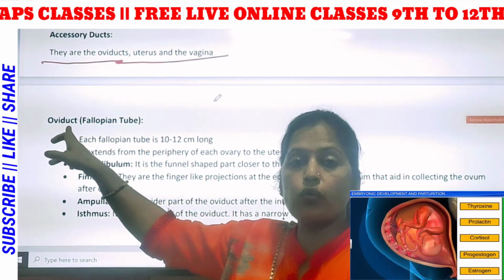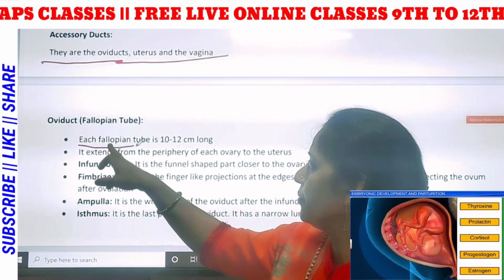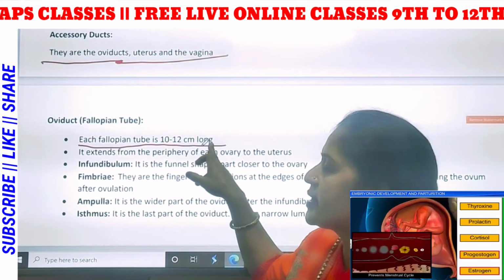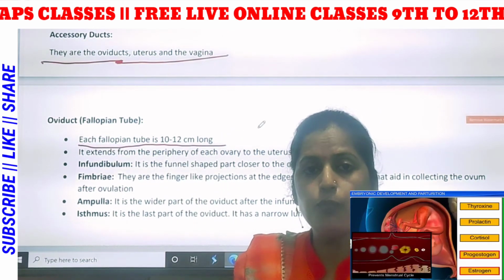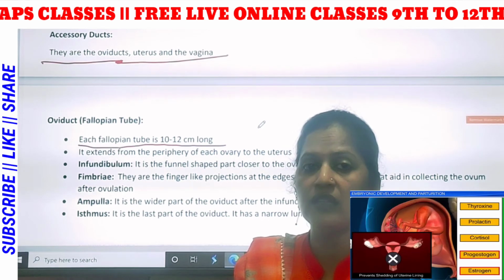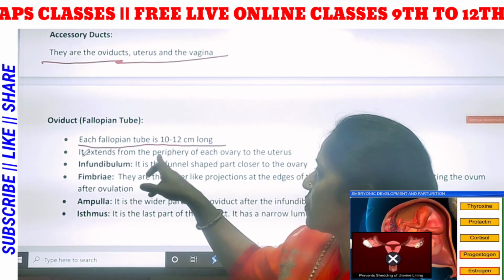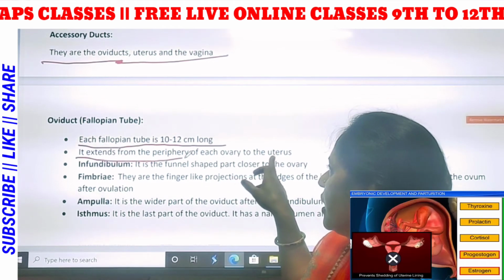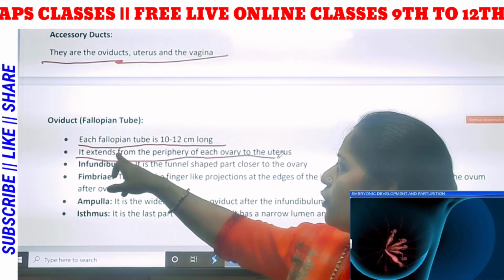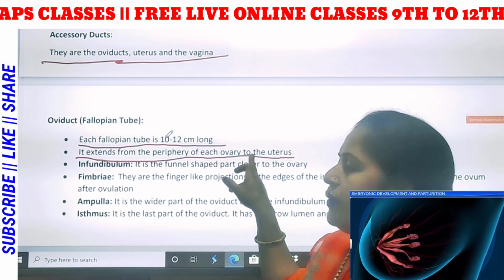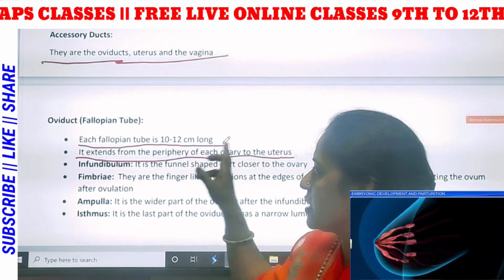Oviduct, it is also known as the fallopian tube. Each fallopian tube is 10 to 12 centimeters long. It extends from the periphery of each ovary to the uterus. Where does this fallopian tube extend from? From the periphery of each ovary to the uterus.